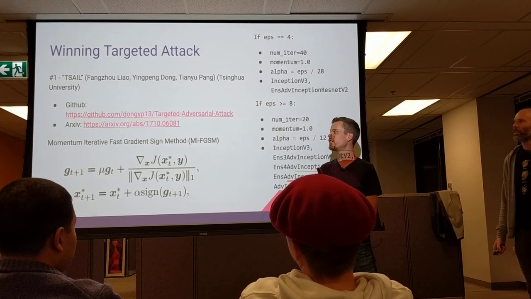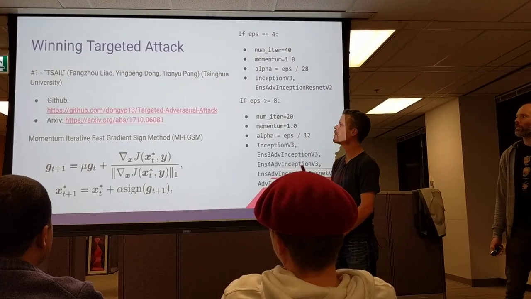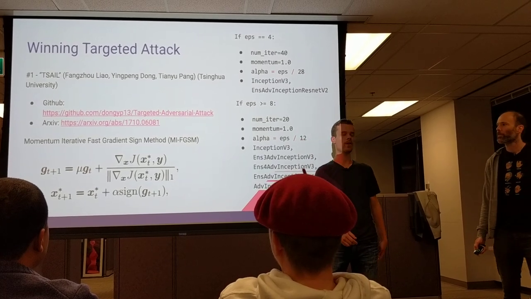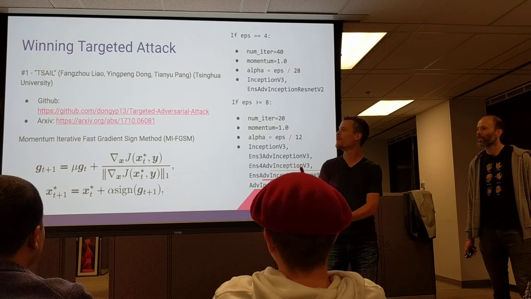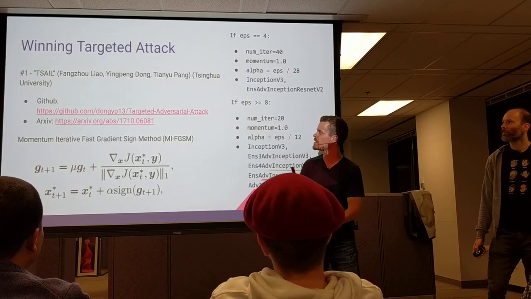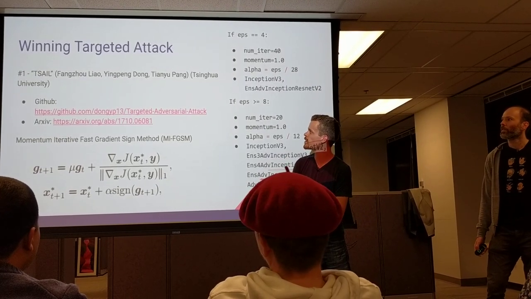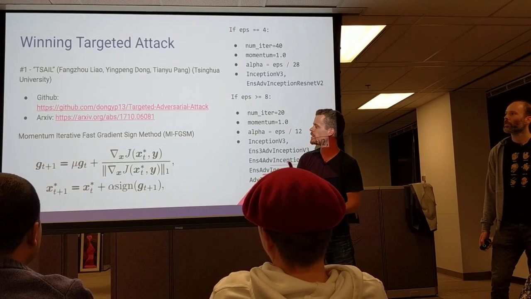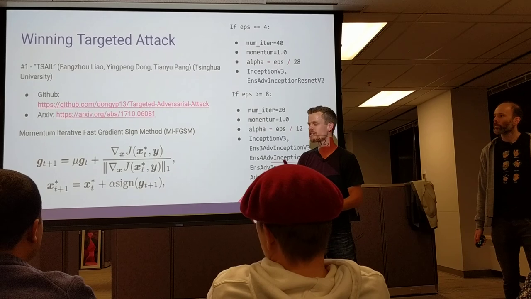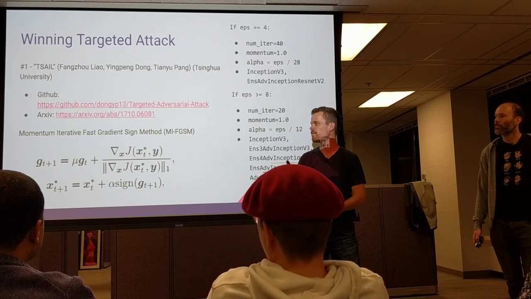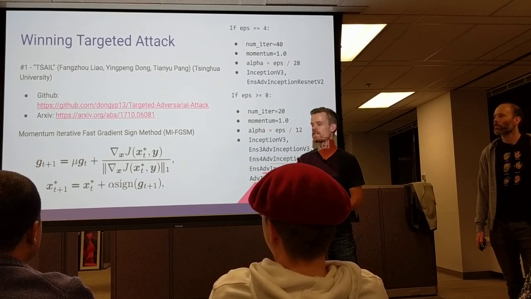Yeah. Okay. It's very tempting to only present what we did, but somebody else won. So, the winning targeted attack. This is a bunch of guys from Tsinghua University, and I looked them up. They have a GitHub link, so you can look at their code, and they have a paper that they've written about it. It's amazingly simple what they did, and they've called it the momentum iterative fast gradient sign method.